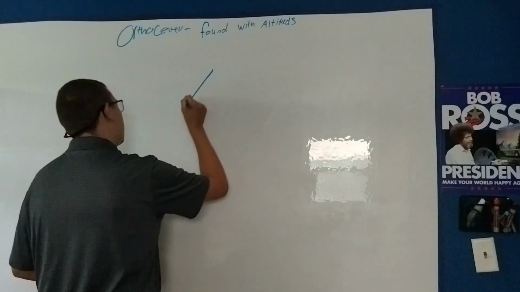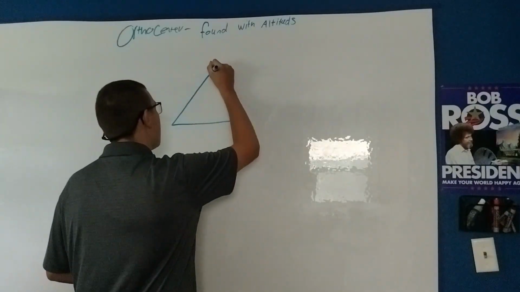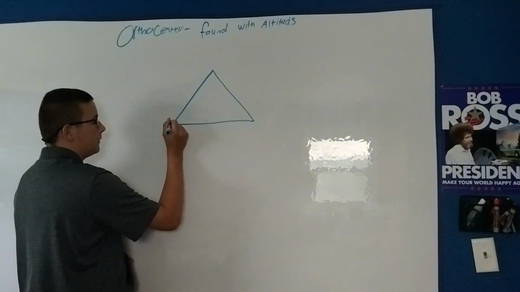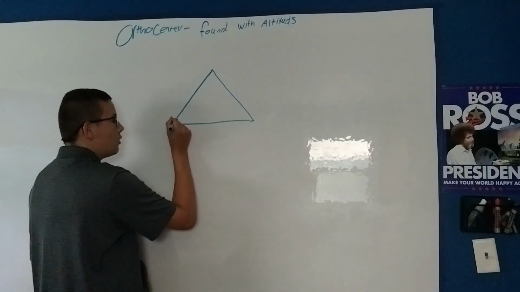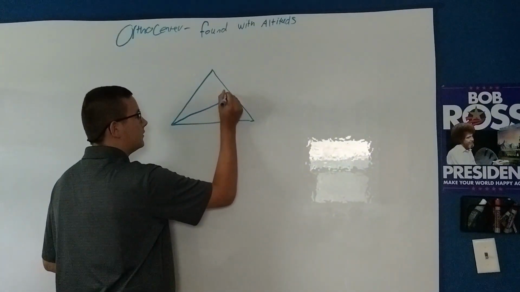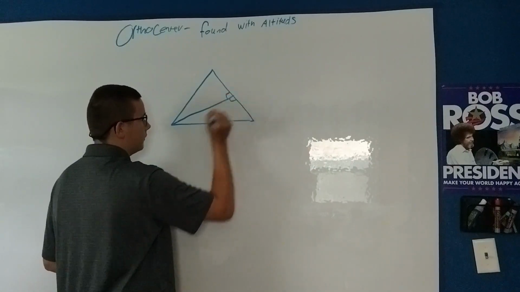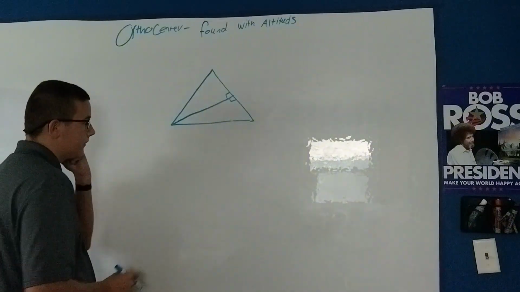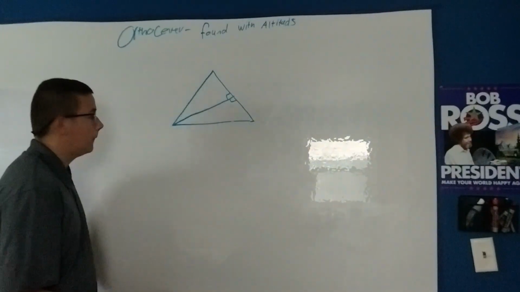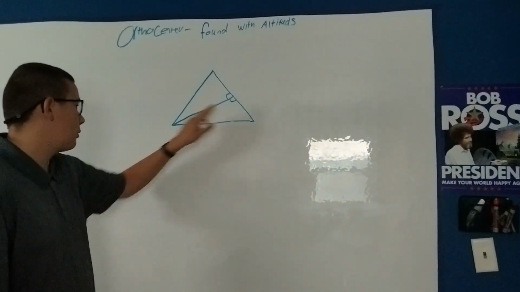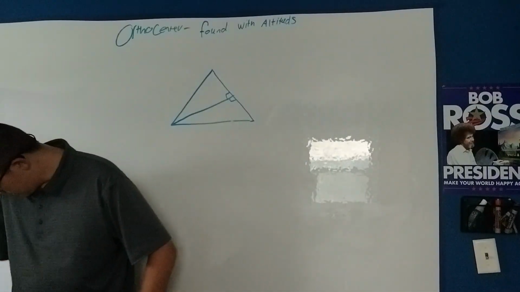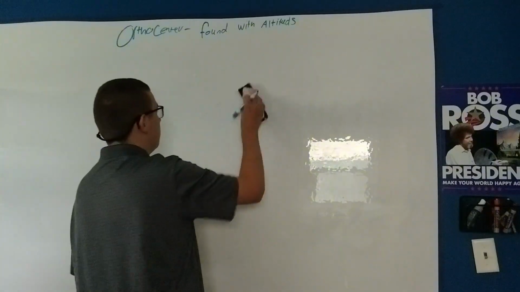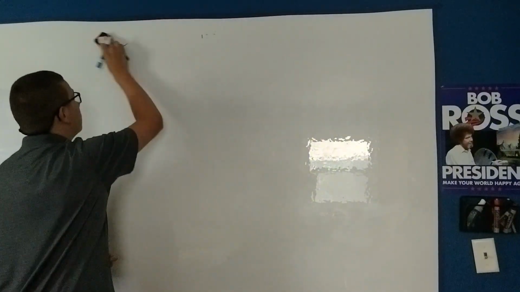If we do an acute triangle here, like this, and we want to go from this vertex here, we come straight out and hit this perpendicularly at a 90-degree angle, but it doesn't necessarily have to be at the center or at the midpoint or anything, just perpendicular, like that.